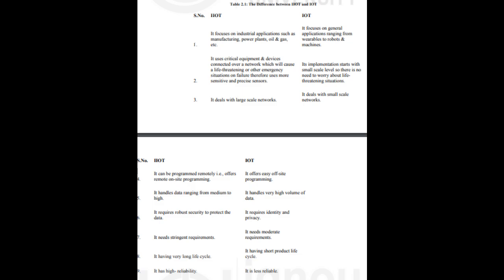The difference between IIoT and IoT is shown in Table 2.1. Table 2.1, the difference between IIoT and IoT. Look at the screen. 2.8 IIoT technologies and concepts.